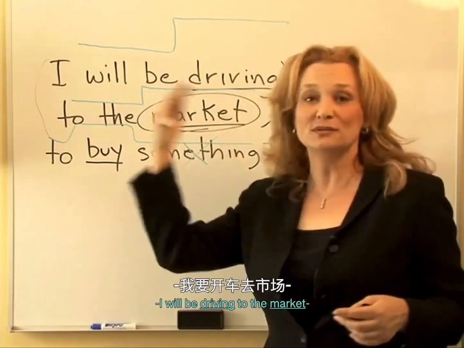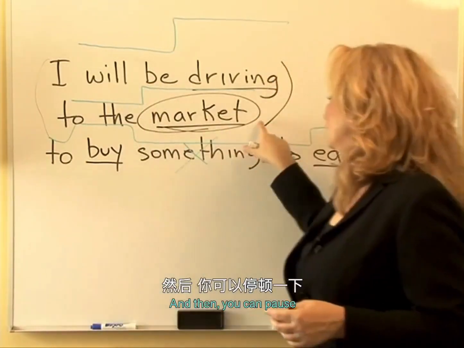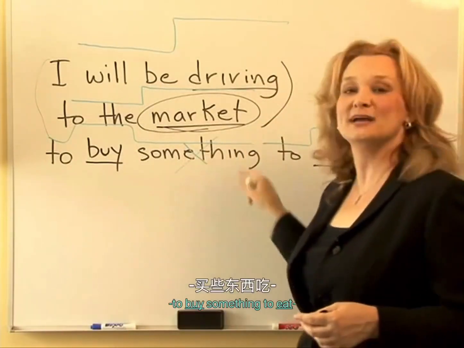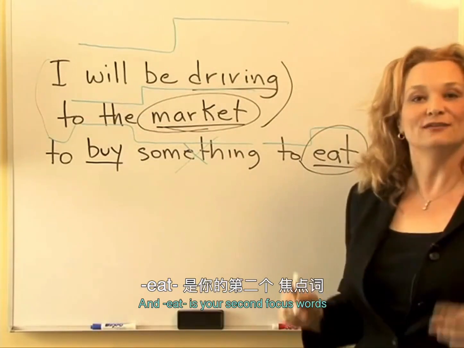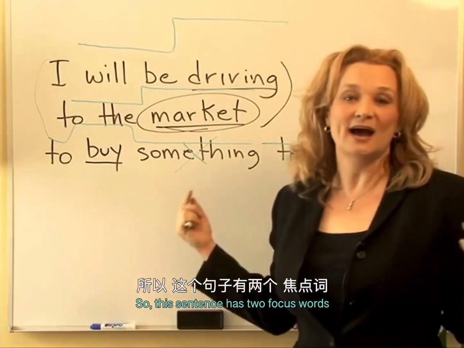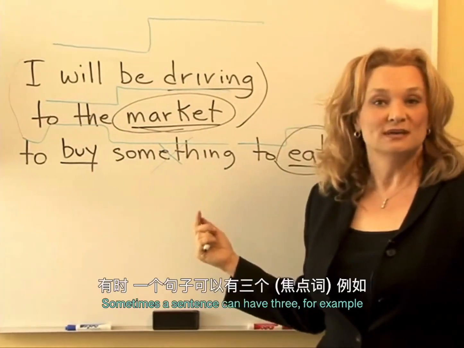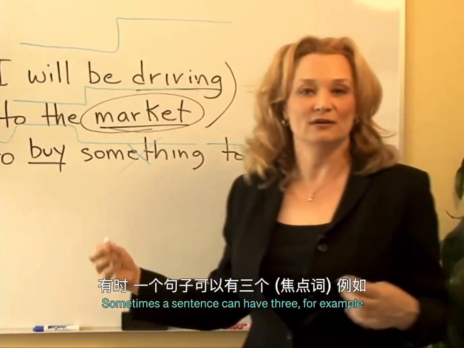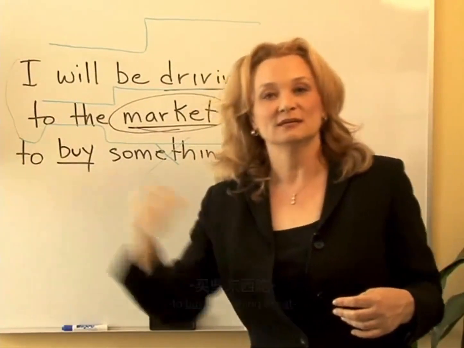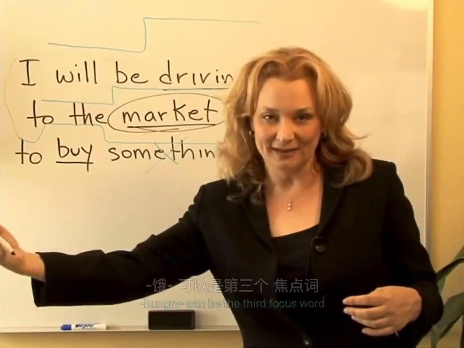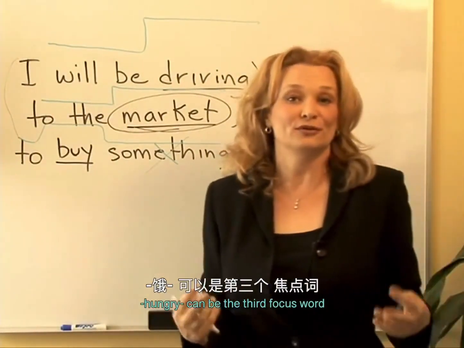I was driving to the market. And then you can pause to buy something to eat. And eat is your second focus word. So this sentence has two focus words. Sometimes a sentence can have three. For example, I was driving to the market to get something to eat because I was very hungry. Hungry can be the third focus word.